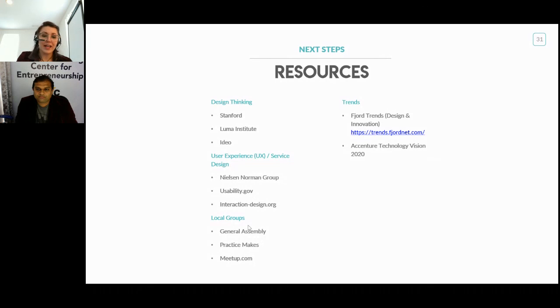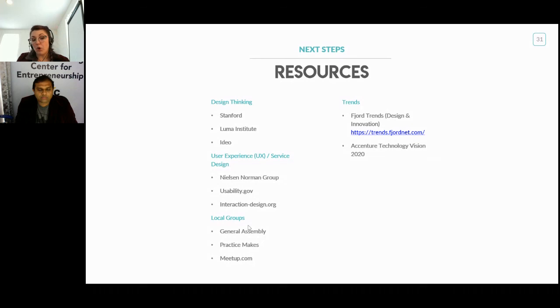Stanford is a huge name in design thinking, so you can go and check them out. Luma Institute and IDEO are both also huge design thinking firms, which have a lot of great resources available that you can go and dig into. If you want to learn more about user experience or the service design area, Nielsen Norman Group is a big name in that. Usability.gov also has some great resources, and interactiondesign.org also has some great free resources available.